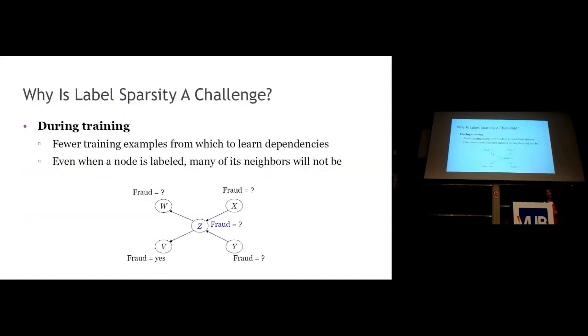So why would I care about label sparsity? During training, when I'm trying to learn a model, one of the problems is that if I don't have enough labels, then I can't learn the dependencies, right? I'm sure you have all heard about deep learning. Well, deep learning models won't work if you don't have enough training data, right? And also, even when a node itself is labeled, maybe a lot of its neighbors aren't. And so you want to have the information about the neighbors.